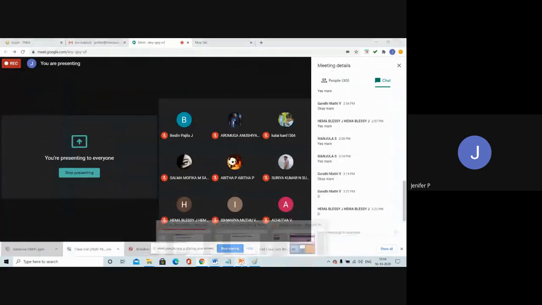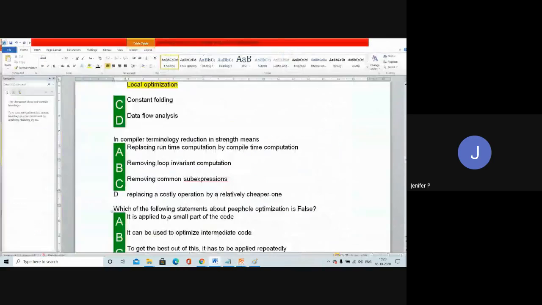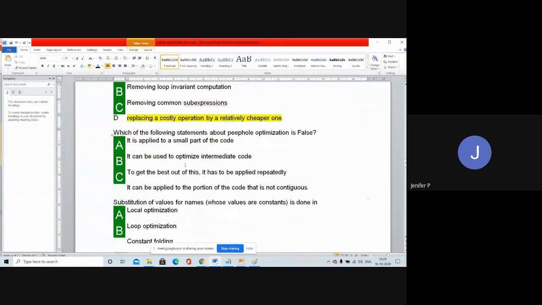Yeah, very good. At least I got some responses. Yeah, so D is your response. D is your answer, replacing the costlier operation by cheaper one. Yeah, examples-னா சொன்னேன். And the next one is, which of the following statements about peephole optimization is false?